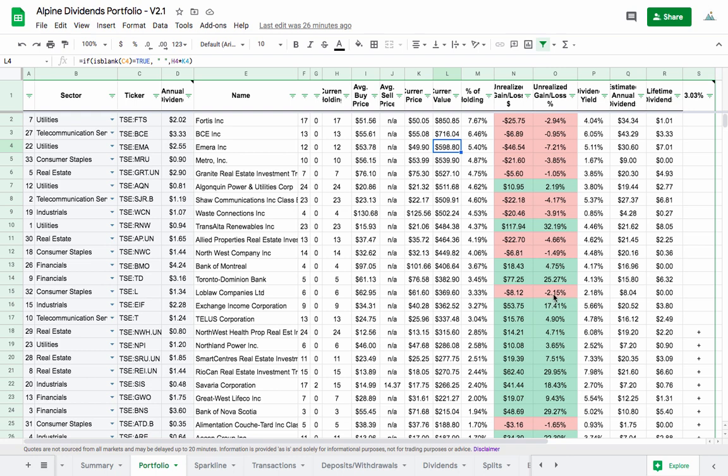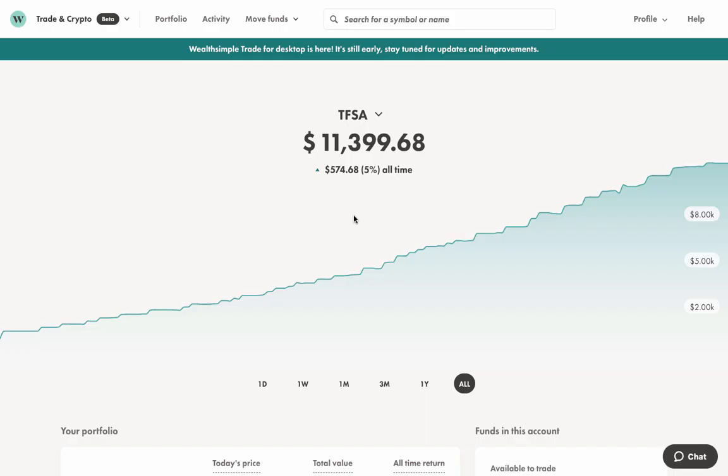It's only down 2.15%, but again, I'll take that as it's making up only 3.3% of my portfolio. I'm trying to buy stuff that's on the bottom half. So yeah, let's jump into Wealthsimple Trade, which is the broker that I'm using.